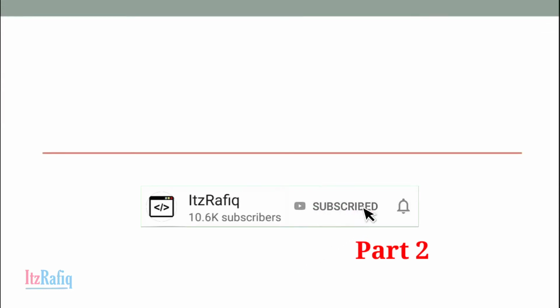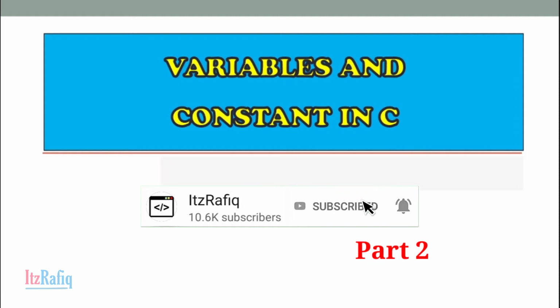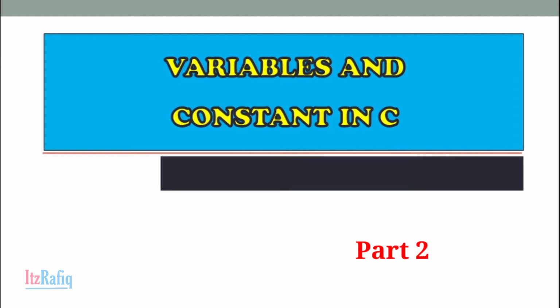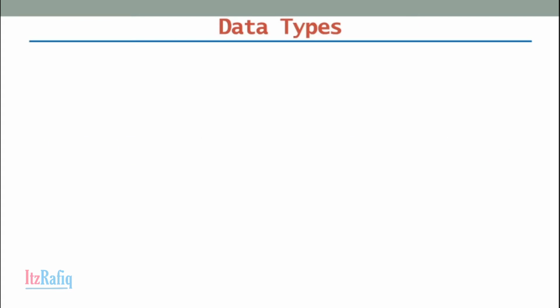Welcome to It's Rafiq. In this video, I'll continue the remaining part of chapter 15, that is variable and constant in C, class 9 computer science. In previous video, we have already discussed about tokens, constant and variables. Now here we'll discuss about data types.